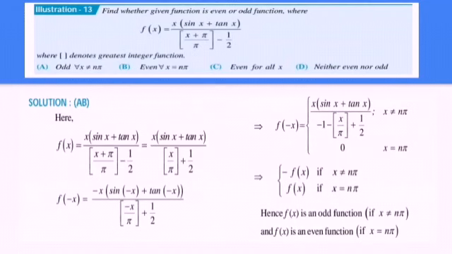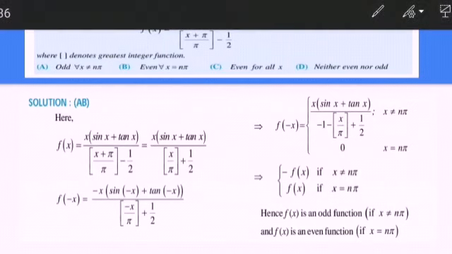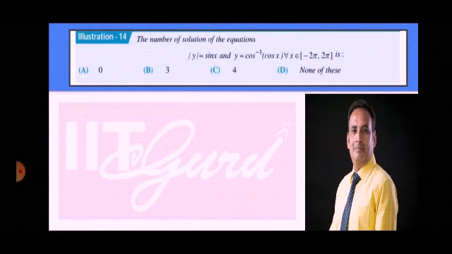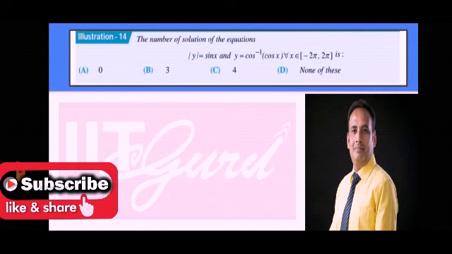Okay, next, illustration 13 is a very good problem. Find whether the given function is an even or odd function, where f(x) equal to x bracket sin x plus tan x upon g(x) plus pi upon pi minus 1 by 2. Then we can find the number of points of intersection of the sketches, and that number of points of intersection will give the number of solutions.